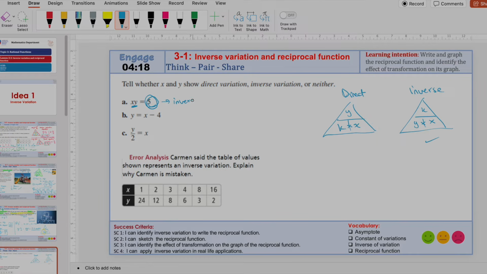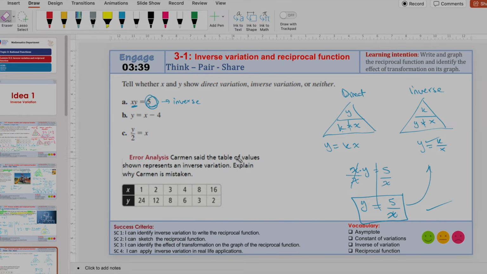Another way to do it, just x times y equals something. Rewrite it as y equals something. Because we know that the direct, it's y equals k times x. In inverse, it's y equals k over x. So rewrite it as y equals something, so you can see it looks like which equation. I can just get rid of the x by dividing by x both sides. Now you have y equals 5 over x, which matches the inverse relationship, but the k is 5. So it's an inverse relationship.